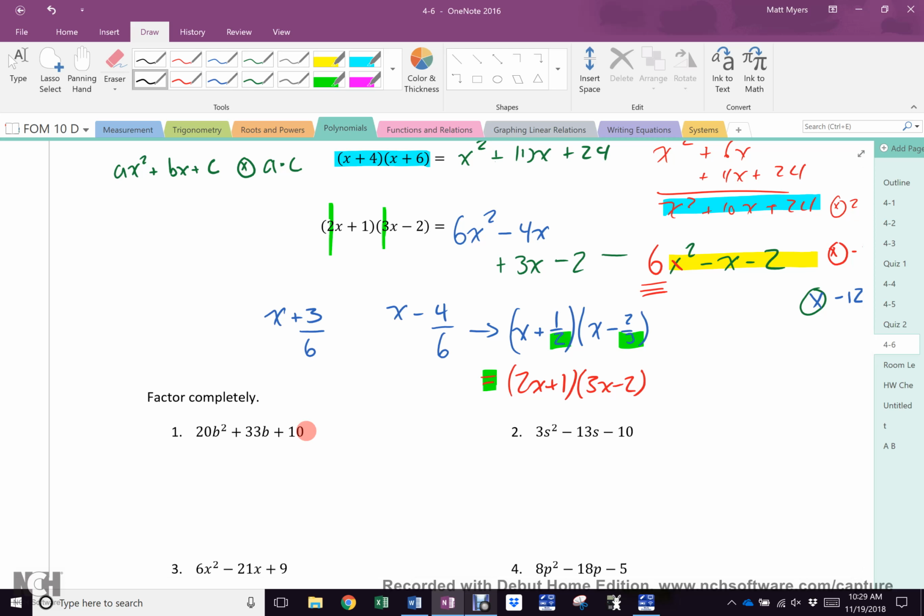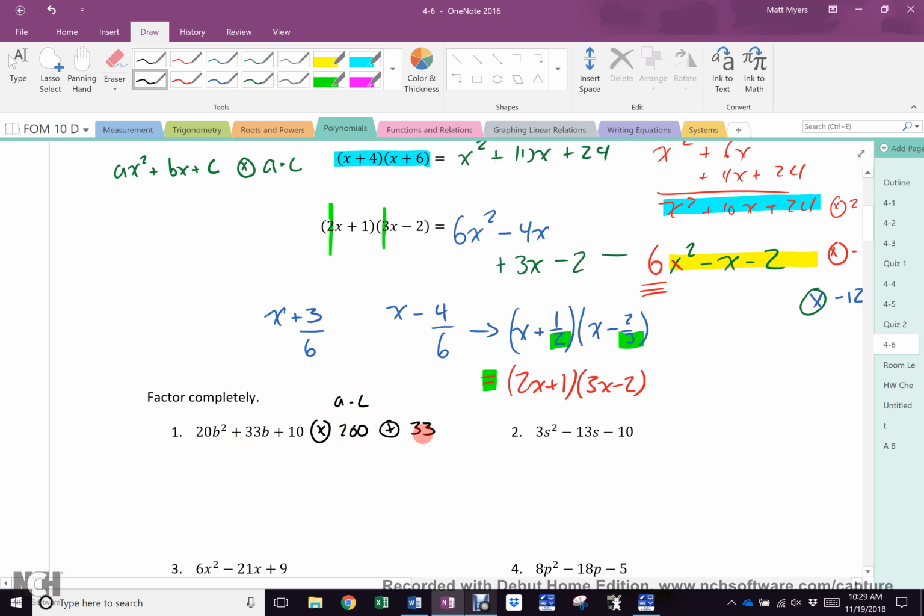Can I divide that 20 out of there? No, because I can't do 33 divided by 20. So I got to use this method Mr. Myers just told me. I got to multiply A times C, which is what? 20 times 10, which is what? 200. And I got to add to 33.